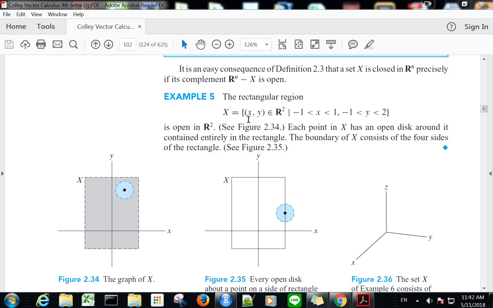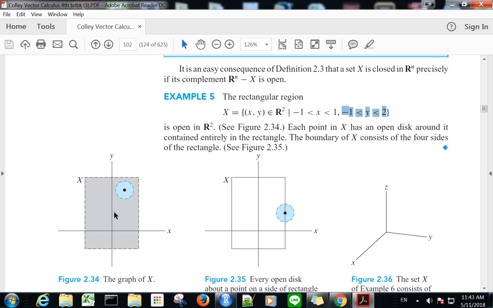Okay, so here's an example. We're going to talk about points in R2, and we're going to put restrictions on X and Y like this. The restriction on X and Y is that X has to be between those two, and Y has to be between those two. And notice that all the signs are less than, not less than or equal to. So really we're talking about this region here.